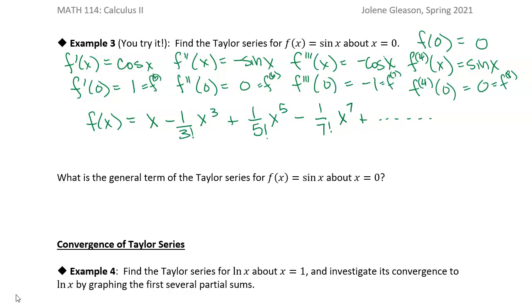All right, so the general term. You have to kind of think about it. For cosine, we saw an even pattern. Now we're seeing an odd pattern, right? So you can write this as 1 over 1 factorial. So you can see 1, 3, 5, 7. And so we need odd factorials in the denominator. So I'm going to let k equal 0, 1, 2, and so on.